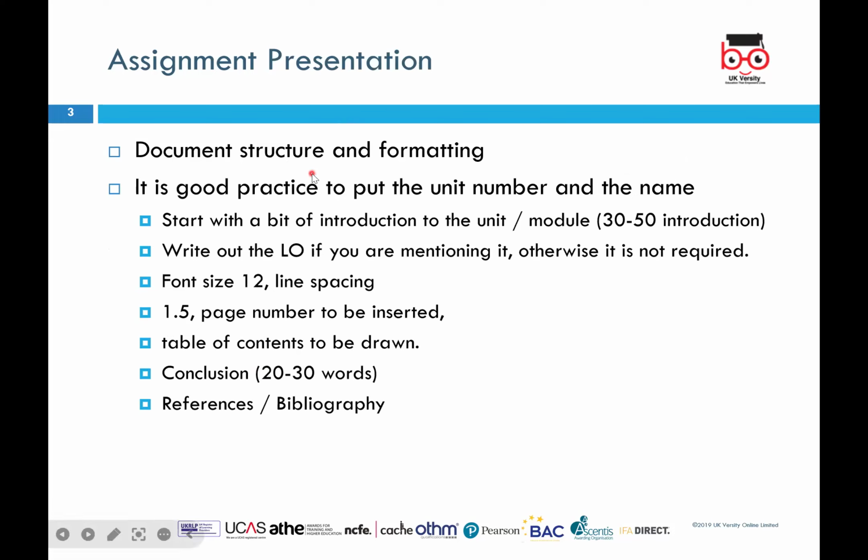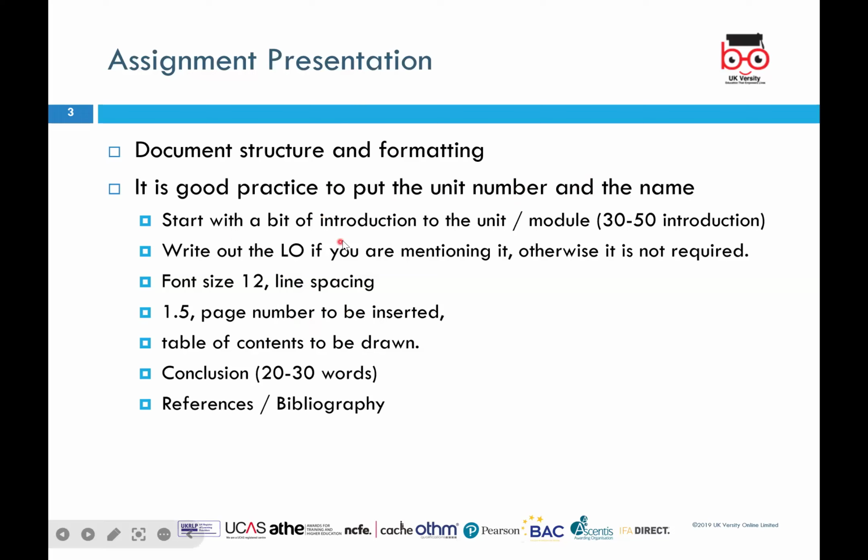So your document structure and your formatting, how does it have to be? It is very important that you put the unit number and the name. Okay. I'll share with you the unit number and the name of the unit. So your name and your unit will be there. Your own name will also be there. You have a student number that will also be there. It's Harvard referencing. Okay. So you need Harvard referencing throughout your document.